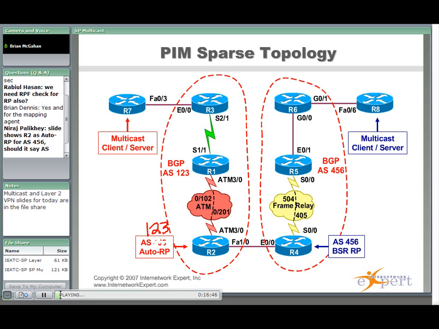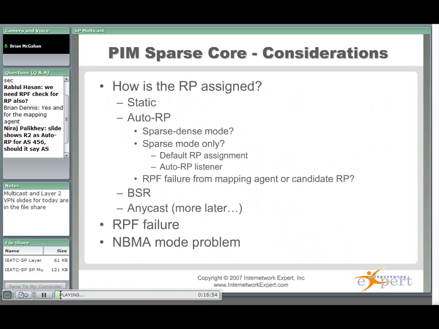And now if we take a look back at PIM sparse mode considerations. For AutoRP, there's a couple of design issues that we need to take into account. There's kind of a recursive logic that goes along with AutoRP. In order for AutoRP information to be propagated throughout the multicast network, there's two groups that we need to join.